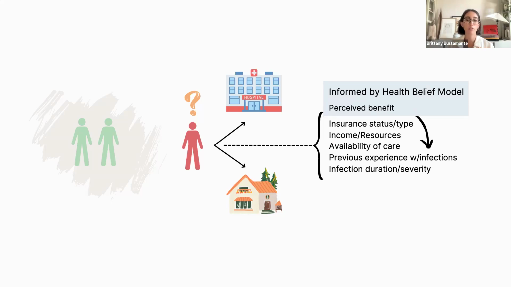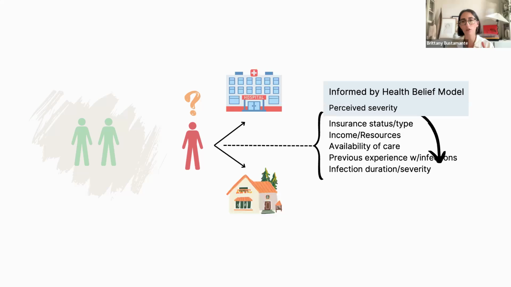It's also influenced by their perceived benefit. So what's the benefit of an action, which I modeled as their previous experience with infections. So if they had an infection previously and it cleared really easily, maybe they're less likely to seek treatment for subsequent infections. And then also by perceived severity. So how bad is their infection? And I modeled that by infection duration. If they've had it for a long time and it's not clearing, it's going to be more severe and they're going to be more likely to seek treatment.